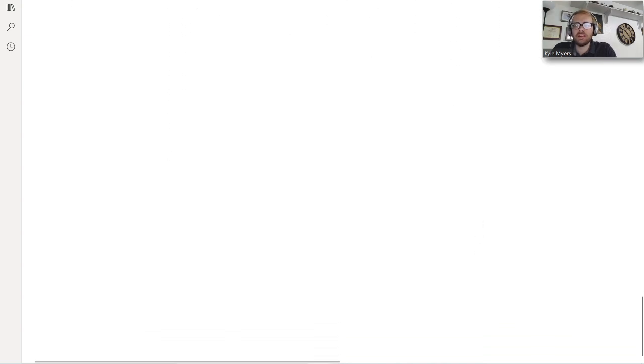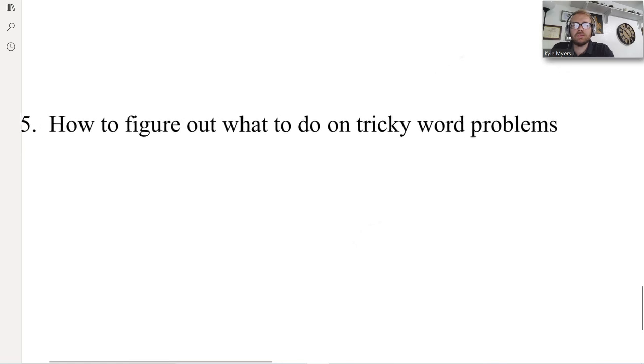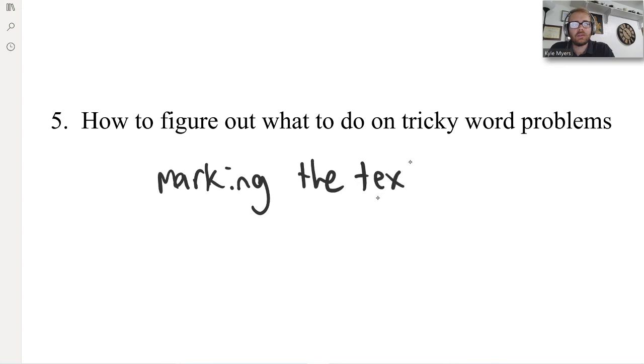All right, so that brings me to the last thing here, if I can ever get to it. Yeah, there we go. All right, so how to figure out what to do on tricky word problems. The figuring out what to do thing is best done by marking the text. All right, so you want to mark the text. Well, how do I do that?